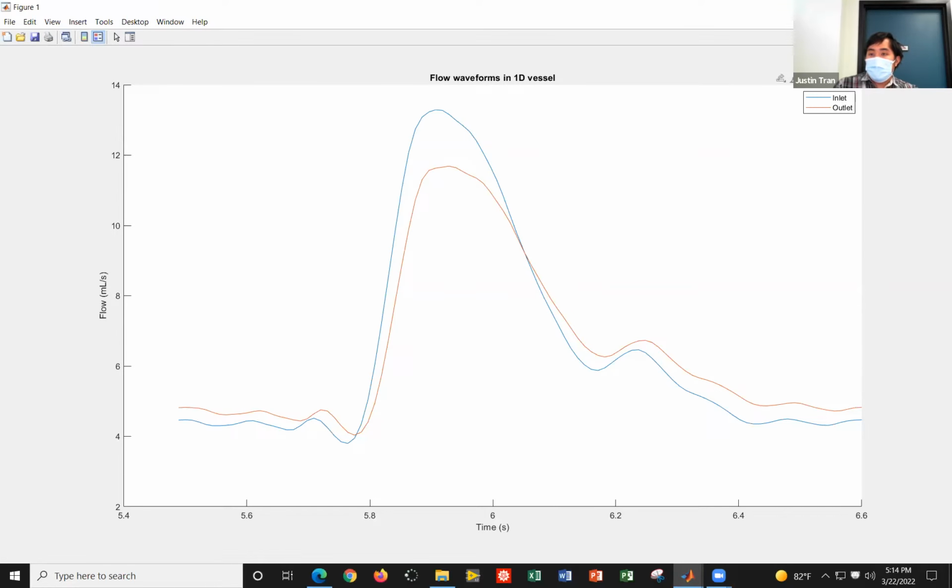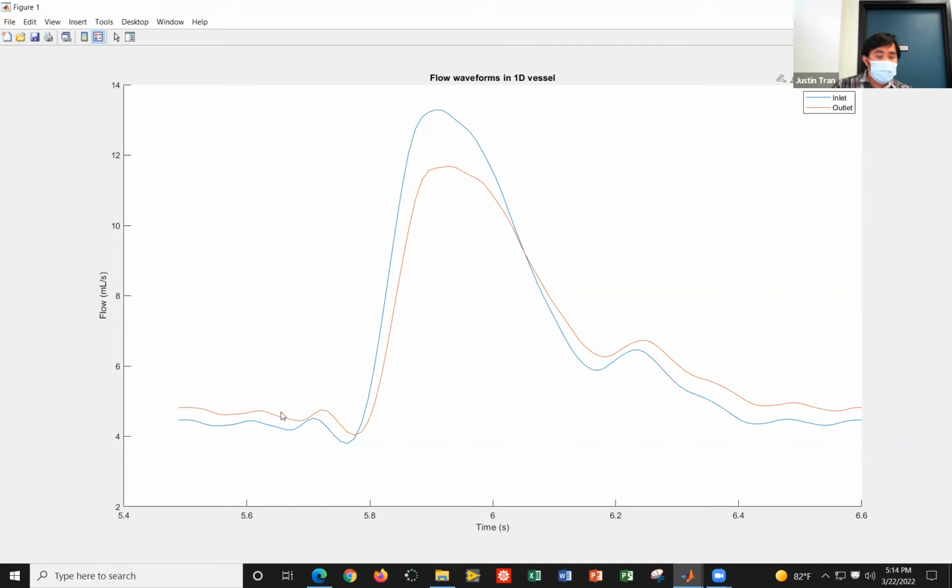And so what you're seeing here is the flow waveforms as a function of time. And we're viewing it at two locations. One is at the inlet, and the other is at the outlet. The blue here is the inlet one, and that's what we're putting right into the model. So that's the waveform that I showed you. And the red one is the flow at the outlet.